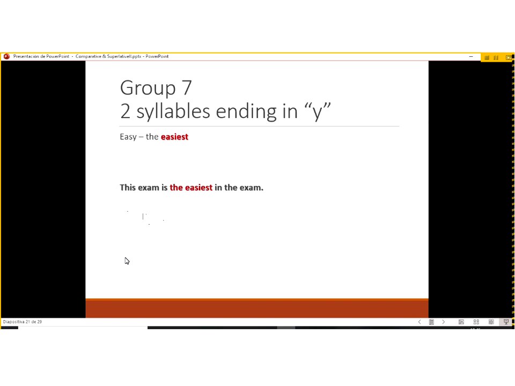Then we have group 7, 2 syllables ending in Y. Easy becomes the easiest. Remember, you drop the Y and you add IEST. Example, this exam is the easiest. Yes? This exercise is the easiest in the exam. So I'm going to correct this mistake. Yes, this exercise is the easiest in the exam.